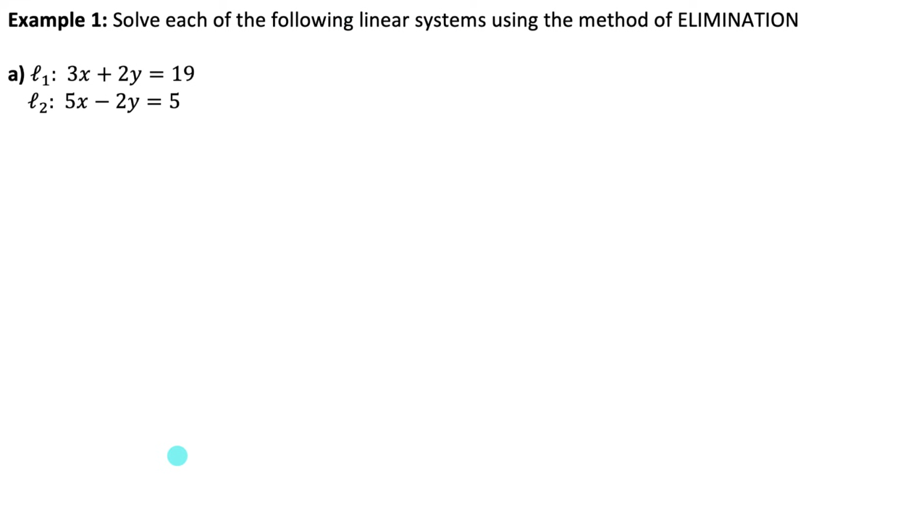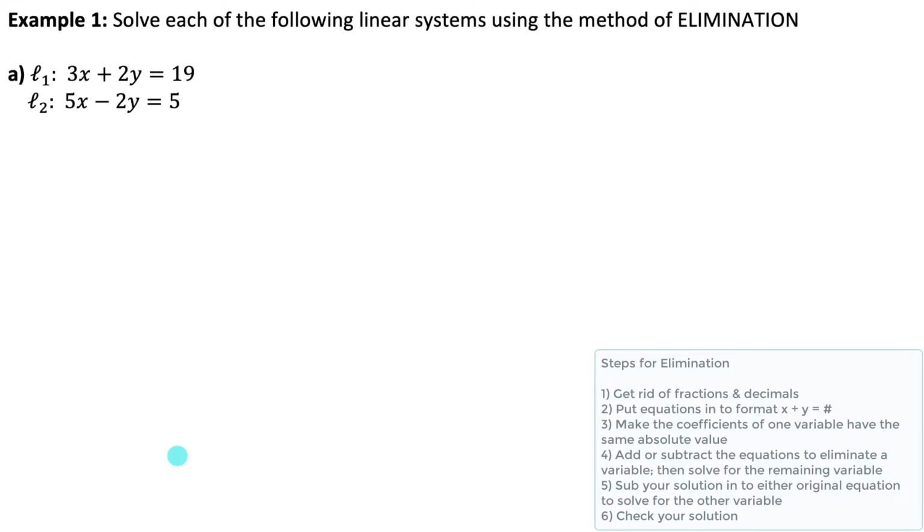Let's do our first example. We want to solve this linear system using the method of elimination. This linear system is made up of 2 linear equations. Step 1 when solving a system using elimination is to get rid of any fractions or decimals you see. And for these 2 equations, there are no fractions or decimals, so we can move on to step 2, which tells us we want the equations to be in the format where we have both variable terms on one side of the equation and the constant term on the other side.